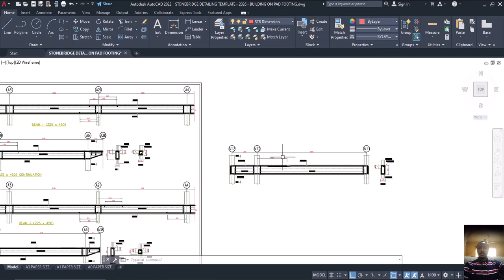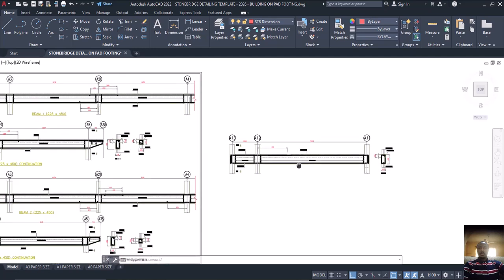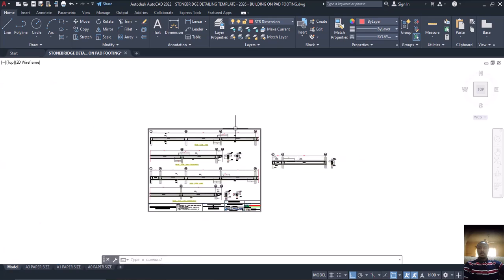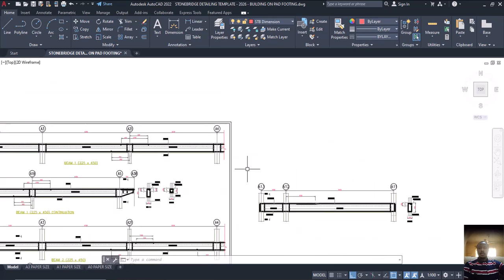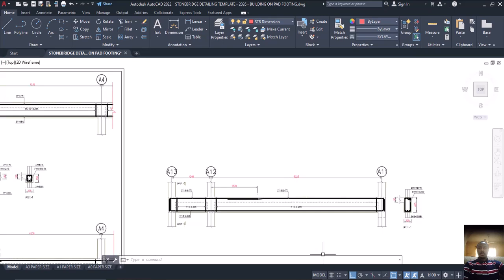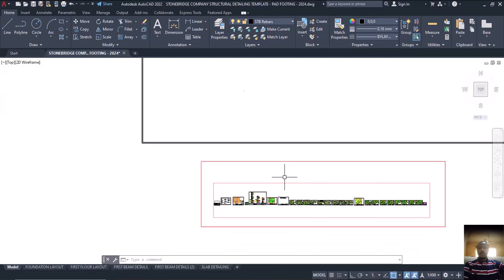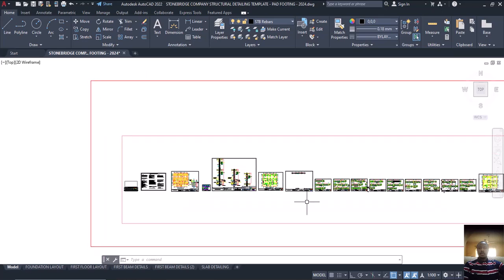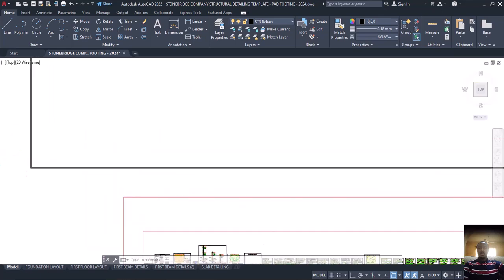So let me now take this beam to Stonebridge 2024. You can see that Stonebridge 2026 does not increase my dimension. The way it is from Protastructure, accurate dimension from there is what is also giving me here. So now let's go to that of 2024 version. So you can see 2024 version here. Is that okay? So I'll come here now.